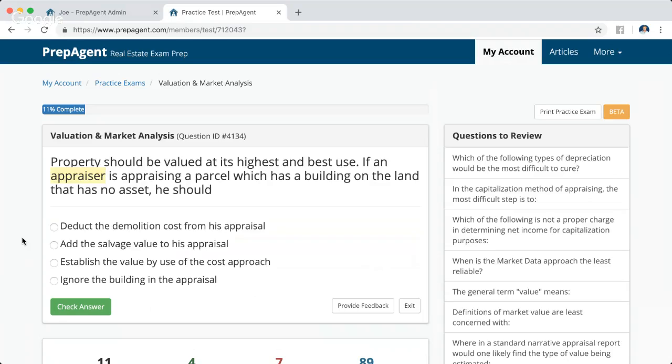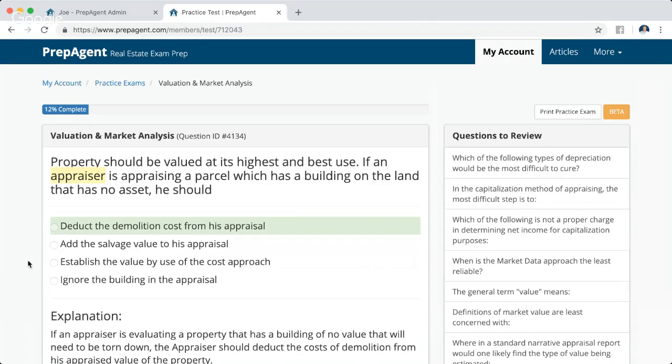Property should be valued at its highest and best use. If an appraiser is appraising a parcel which has a building on the land that is no asset, he should A, deduct the demolition cost from his appraisal, B, add the salvage value to his appraisal, C, establish the value by using the cost approach, or D, ignore the building in the appraisal. A, deduct the demolition cost from his appraisal.